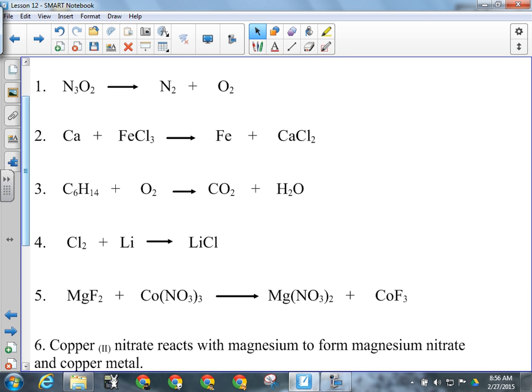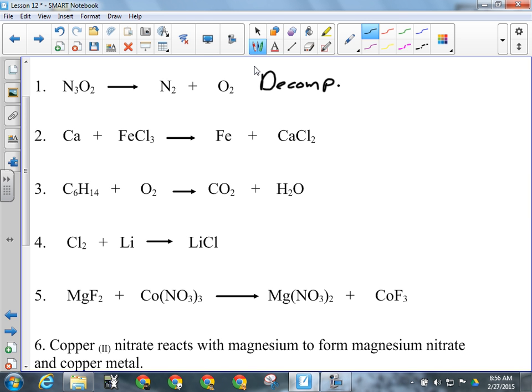For number 1 here, the first thing I want to do is identify the type of reaction that's going on. Looking at this, I've got a single compound as my reactant. There's only one kind of reaction where there's only one reactant. What is it? Decomposition. It's not reacting with anything. It can only break down. So it's a decomposition reaction, and that would be the first thing we write down: this is a decomp reaction.